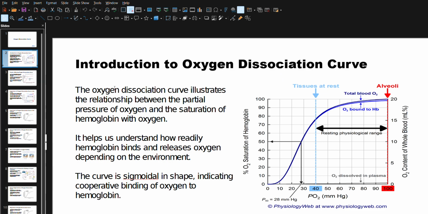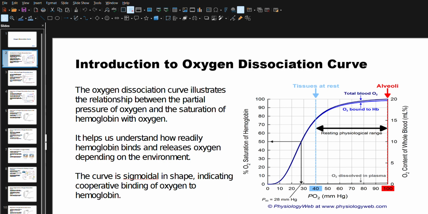So the oxygen dissociation curve illustrates the relationship between the partial pressure of oxygen and the saturation of hemoglobin with oxygen. What does this curve relate? The relationship is between the partial pressure of oxygen and the saturation of hemoglobin with oxygen. Here you can see in the diagram. So it helps us understand how readily hemoglobin binds and releases oxygen depending upon the environment. Okay, how does it release into the environment?